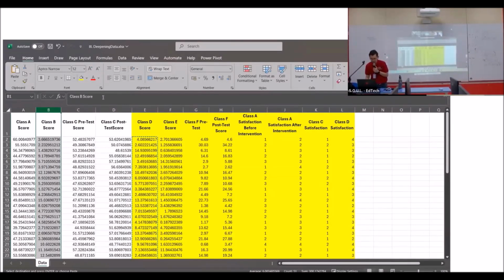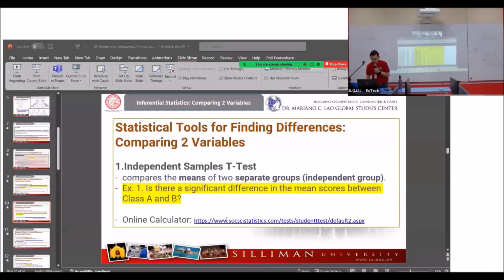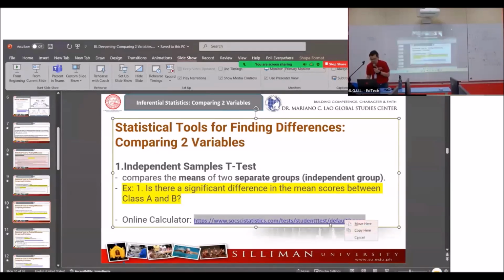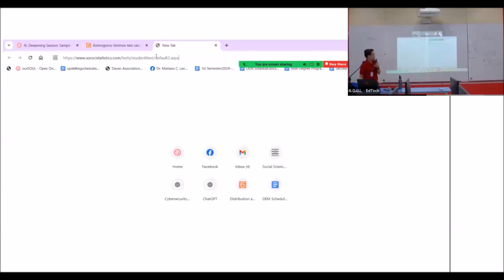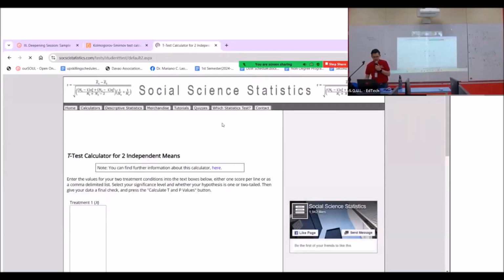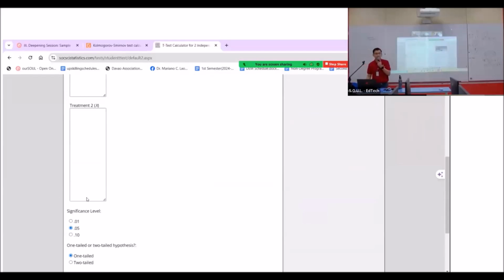So let's use, as I mentioned, let's just use this one. You can actually copy that, so that you can paste it in your browser. Once it is now in your browser, you can see treatment 1 and you can also see treatment 2. The treatment refers to your groups. Okay? The treatment refers to your group.